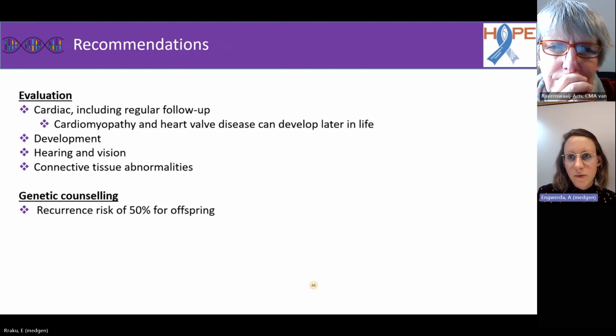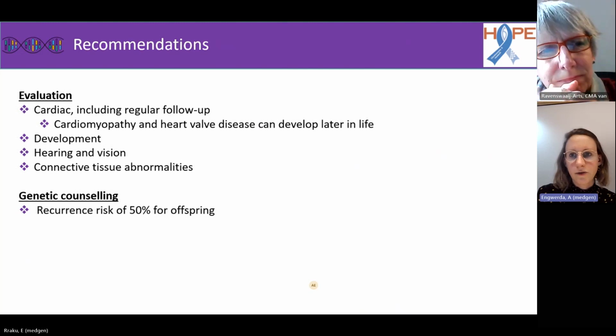I already mentioned that hearing loss was seen, but also vision problems were sometimes seen. Not that often, but it's good to check on that as well, since it's very important for development. And also to check on connective tissue abnormalities.